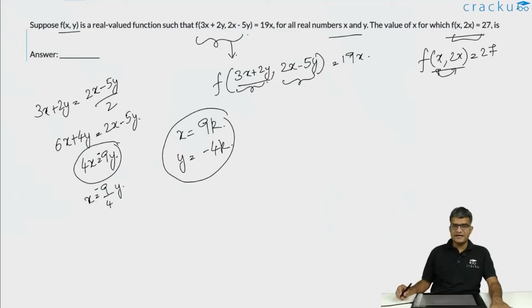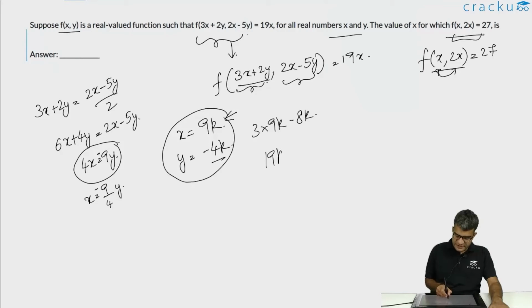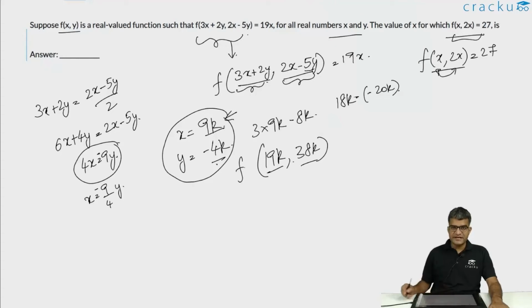If x is equal to 9k and y is equal to minus 4k, the first parameter, 3x plus 2y, is 3 times 9k minus 2 times 4k, that is minus 8k. This is equal to 19k. And the second parameter will be 2x minus 5y. 2x is 18k, minus of minus 20k, because 5y is minus 20k. So this is 38k. So f of 19k comma 38k is equal to 19 into what is the value of x? x is 9k.